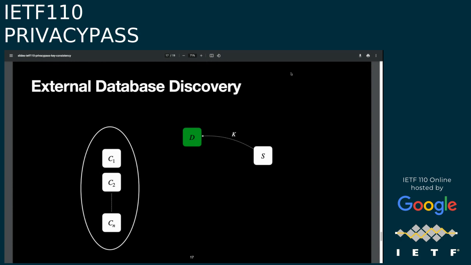Right. So if you don't have a trusted entity or a set of proxies through which you can connect to the server, perhaps another model is one in which the server publishes the key to a bulletin board or to a database.